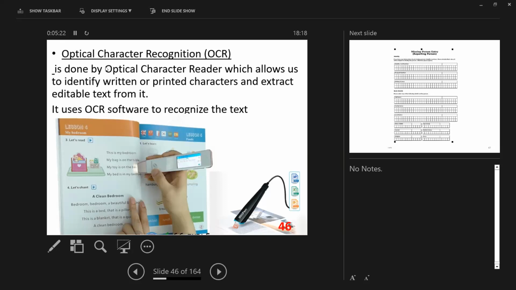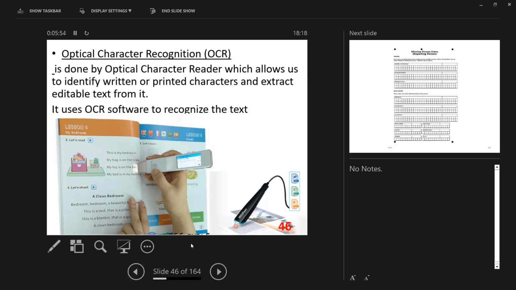OCR, optical character recognition, allows us to identify written or printed text characters and extract editable text from them. So this is the OCR scanner, a handheld scanner. It scans the text and converts it into text while scanning. It uses OCR software to recognize the text.